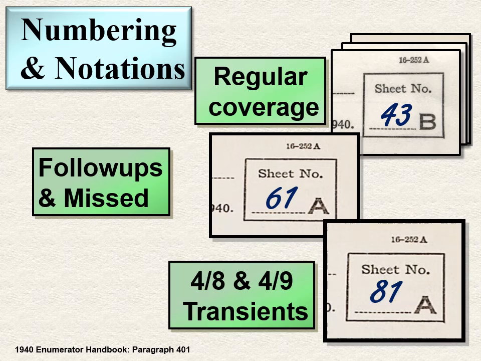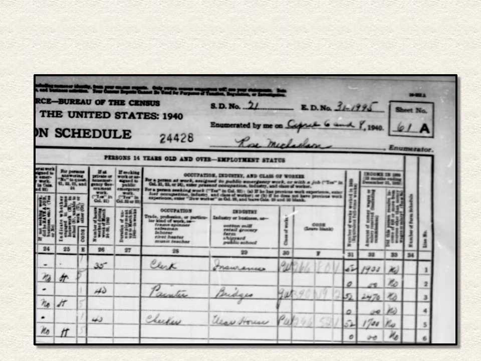In addition to that, there was a special count of transients on 2 days, April 8th and April 9th, and the enumerator was told to put them on a sheet and number that sheet starting with 81A, so that you may see 2 gaps of numbering, and that will confuse you. So here's how to tell whether a sheet is missing. So let's look at the upper right. This is sheet 61A. The sheets were originally blank, and the enumerator put in all those numbers.